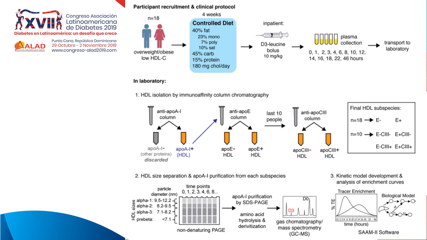From that plasma, we separated it into 4 different types of HDL, so containing no ApoE and no ApoC-III, either one or both. And then we separated those HDL subtypes by size, and we did that here by non-denaturing PAGE. And then we transferred this to a membrane, we extracted the proteins, we hydrolyzed the ApoA, and then we measured the D3 leucine enrichment in ApoA of each subtype.